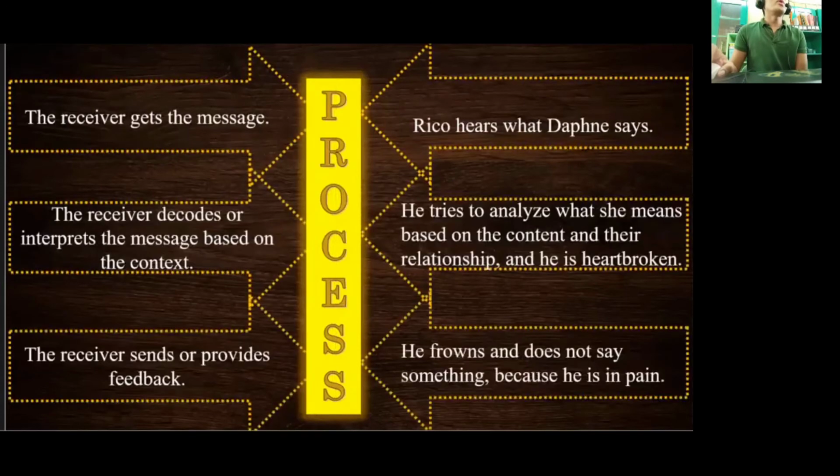Now Rico hears what Daphne says, so he already received the message. He tries to analyze what she means based on the context and their relationship, and he is heartbroken. So this is the time now that he tries to decode or interpret the message, and through nonverbal cues, he just frowned and does not say something because he is in pain. That is already the feedback of the communication. Okay, so that is just simply the process of communication.